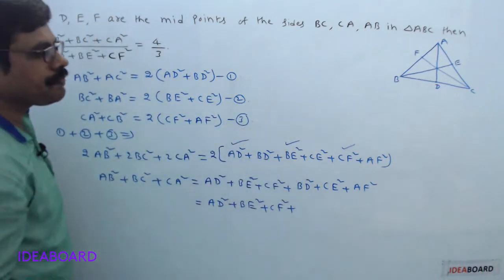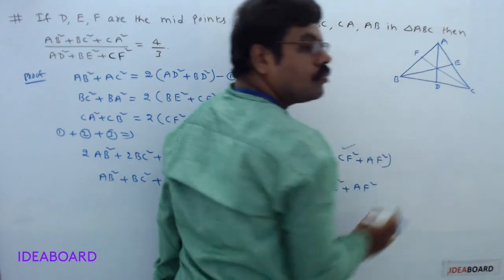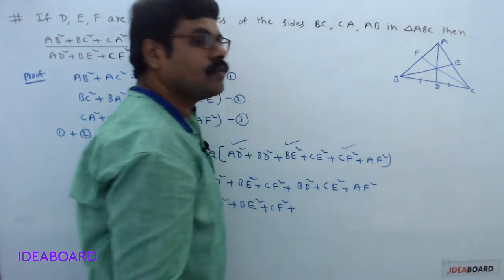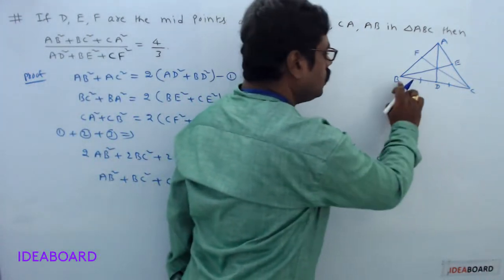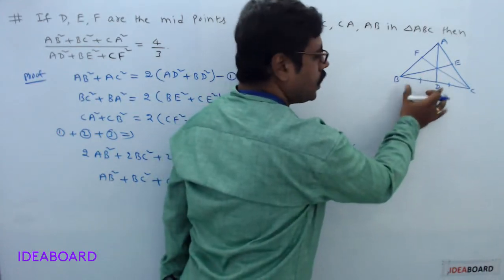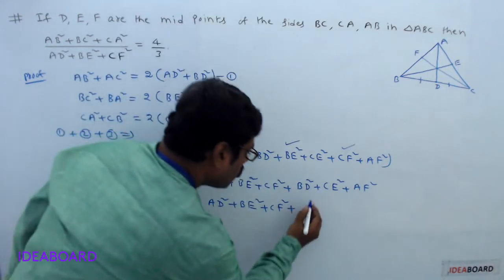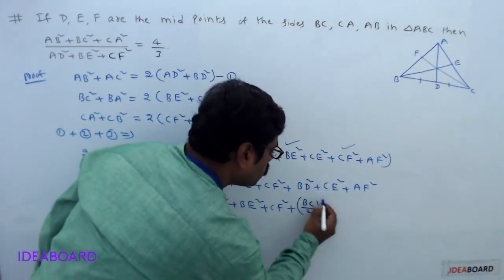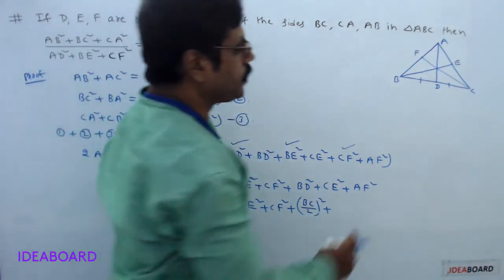Now come to the diagram. Here D is the midpoint of the side BC. So this length and this length, both of them are equal. This BD can also be taken as BC divided by 2. BD can be taken as BC divided by 2. So in place of BD, you can take it as BC divided by 2 whole square plus CE square.